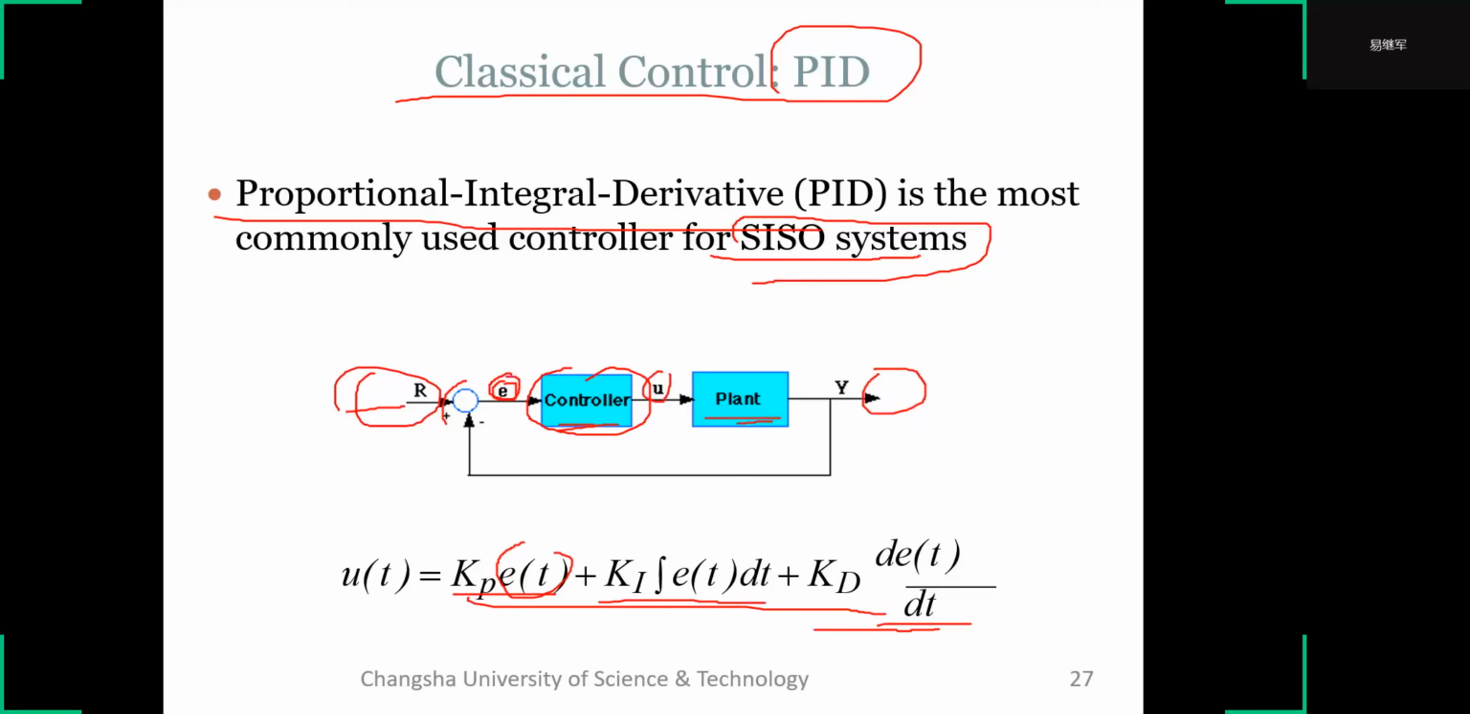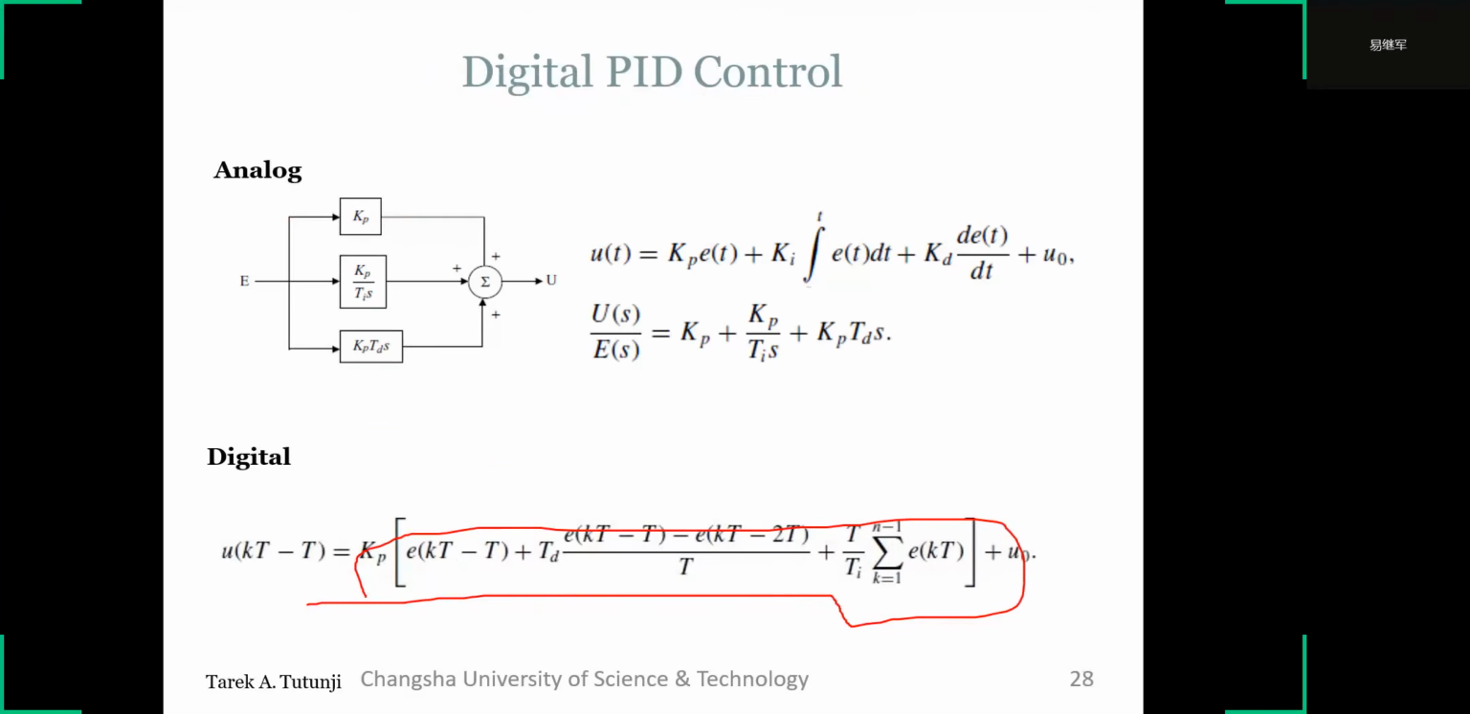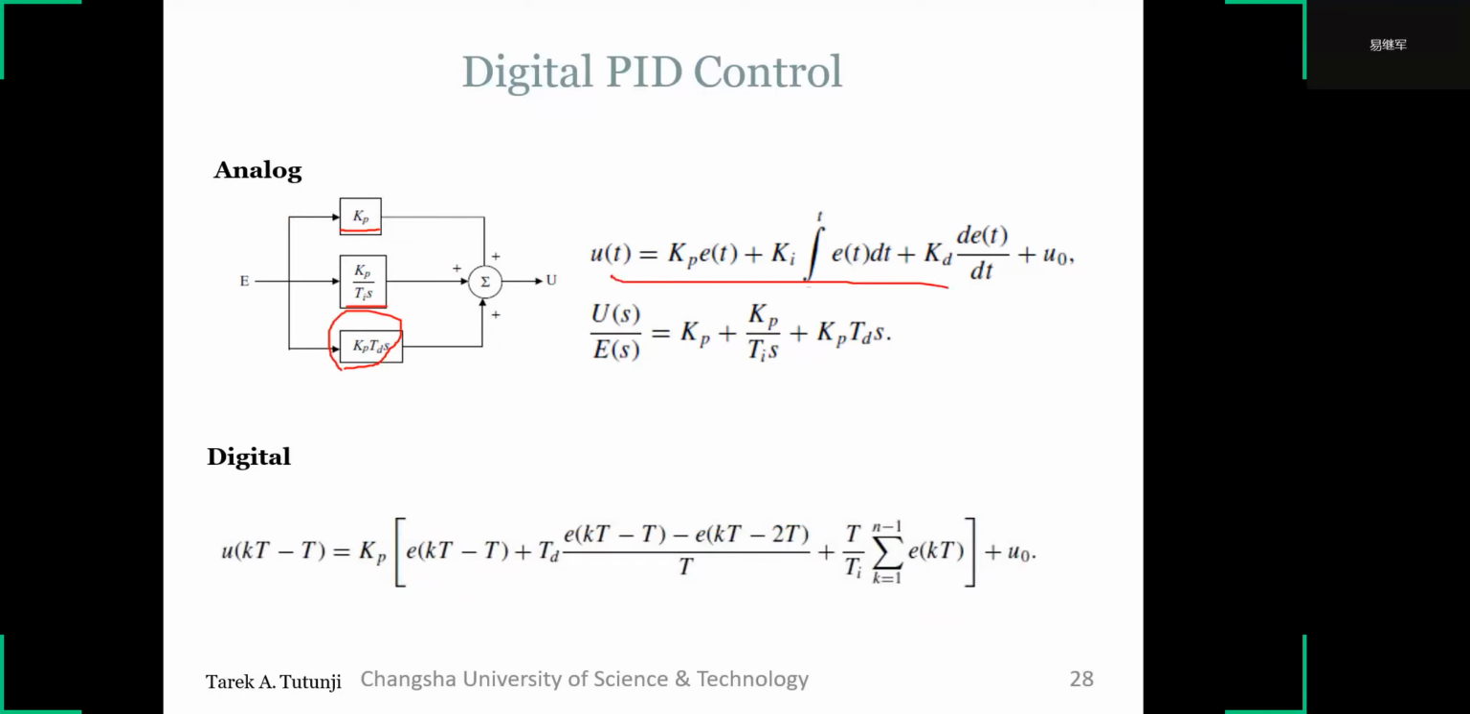This is the error from the comparator, and after it goes through the PID controller, we get a signal like this. This is PID control: connecting the three parts in parallel, we get the PID control. This is the analog PID control.